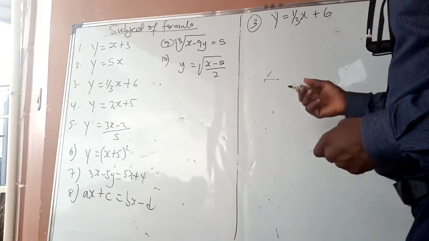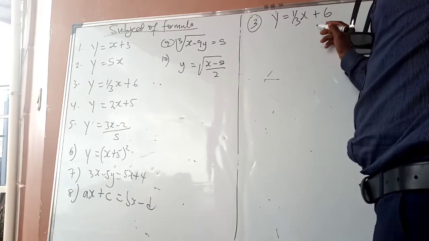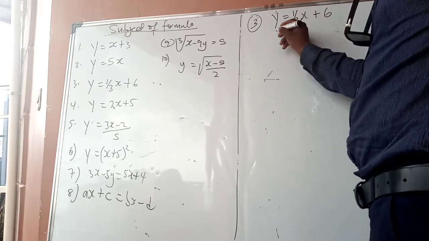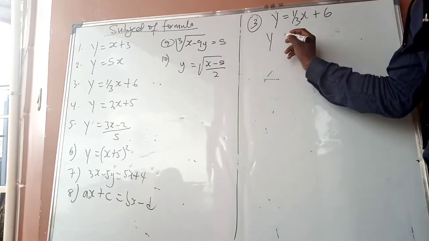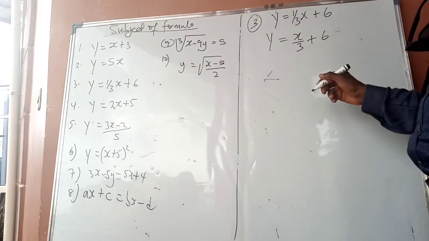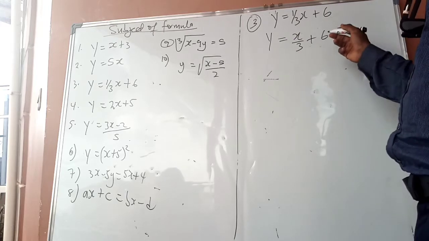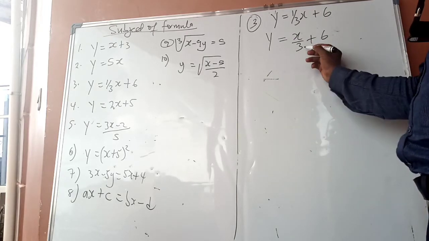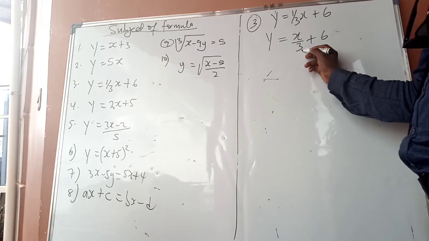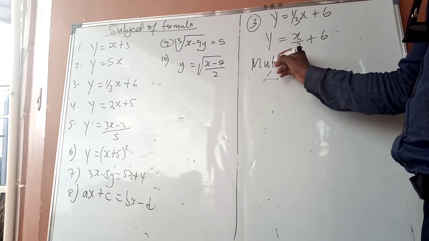Now, since we have that y is equal to 1 over 3x plus 6, and we are required to make x subject of the formula, do you know you can write this as y equals x over 3 plus 6? I hope you know. Now to make x subject, you have to multiply everything by what? 3, to clear this fraction. Do you understand now? So I have to multiply through by 3 to clear the fraction.